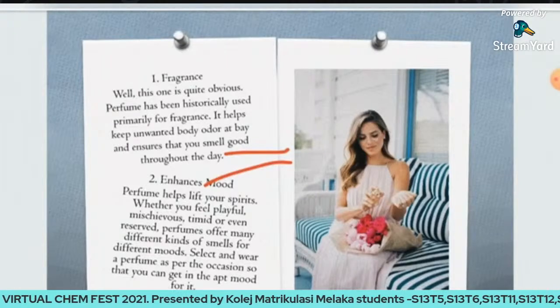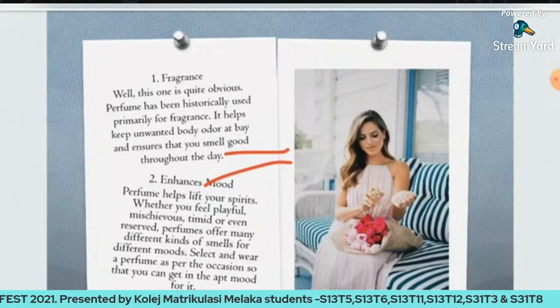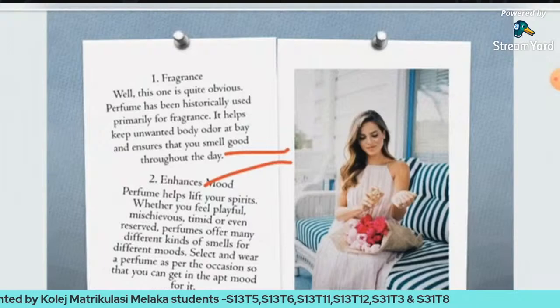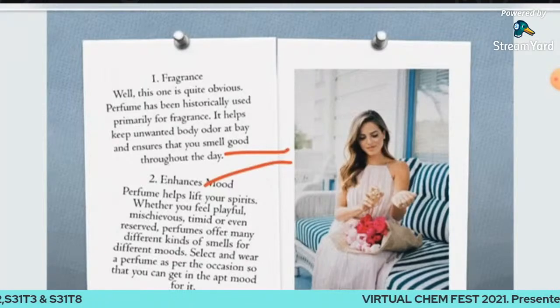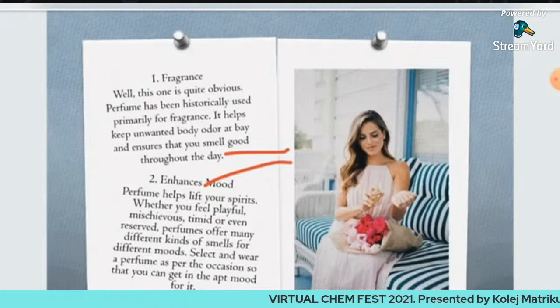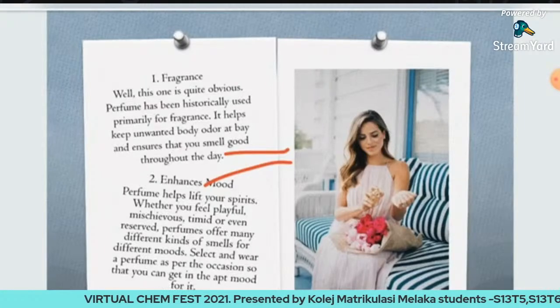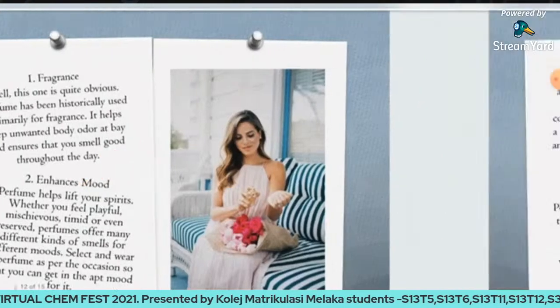Secondly, it enhances your mood. Perfume helps lift your spirits. Whether you feel playful, mischievous, timid, or even reserved, perfumes offer many different kinds of smells for different moods. Select and wear a perfume as per the occasion so that you can get in the apt mood for it.